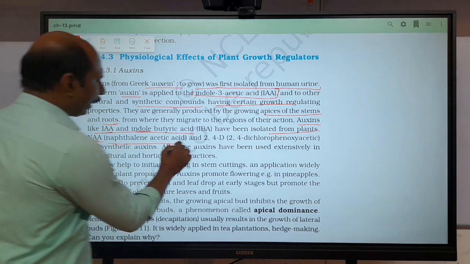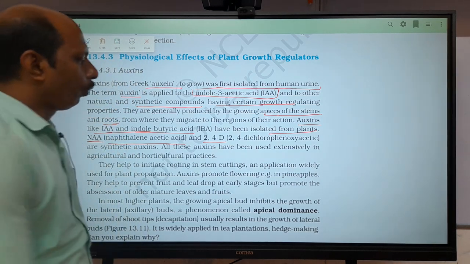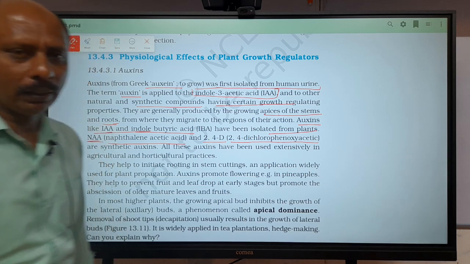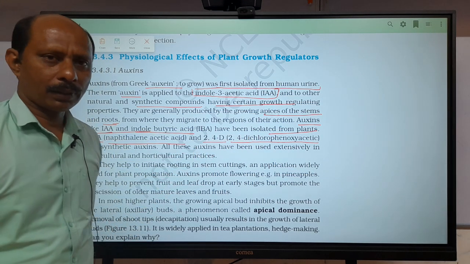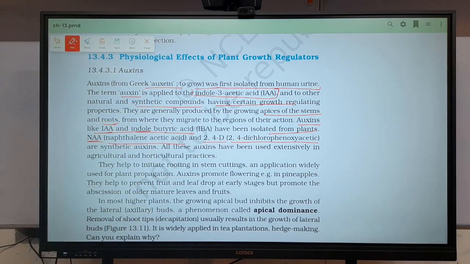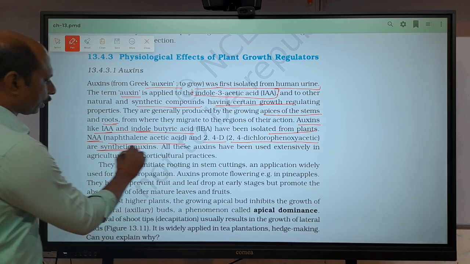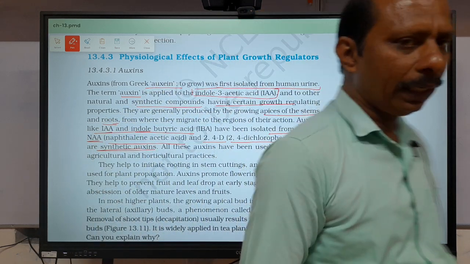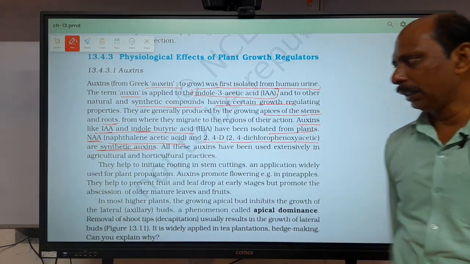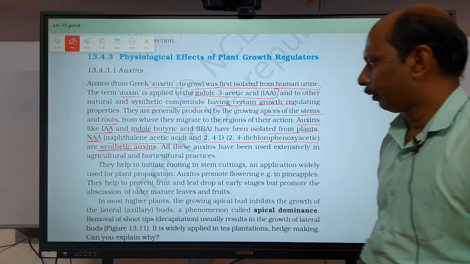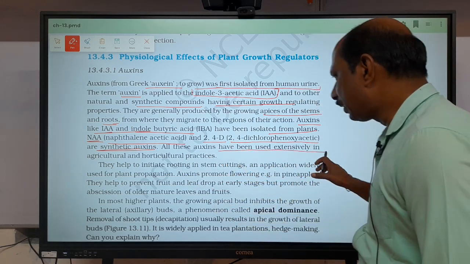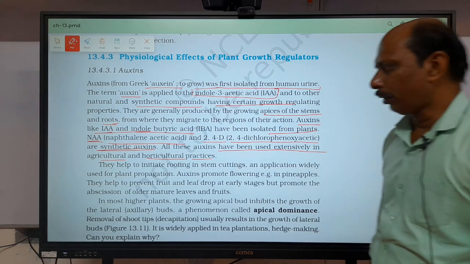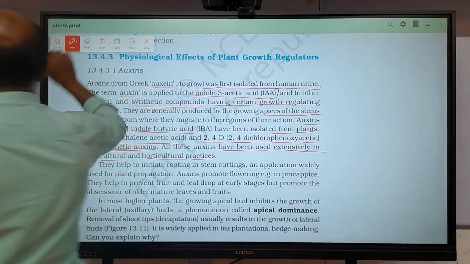NAA, naphthalene acetic acid, and 2,4-D. 2,4-D means 2,4-dichlorophenoxyacetic acid. This 2,4-D is a herbicide for dicots only, a synthetic auxin, right? So two examples are given for natural, that is IAA and IBA, and two for synthetic, that is NAA and 2,4-D. All these auxins have been used extensively in agriculture and horticulture practices, right? Agriculture you know very well, horticulture means cultivating fruit, vegetables and flowers.